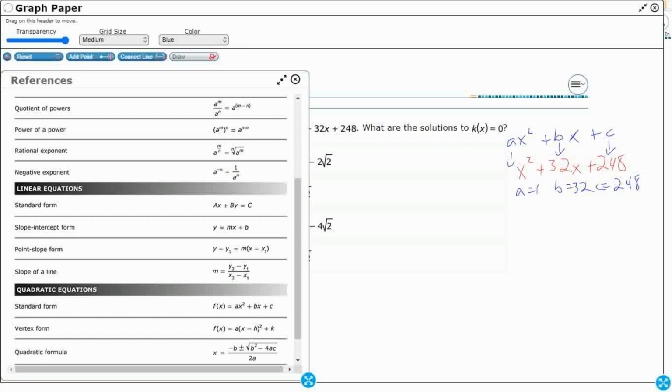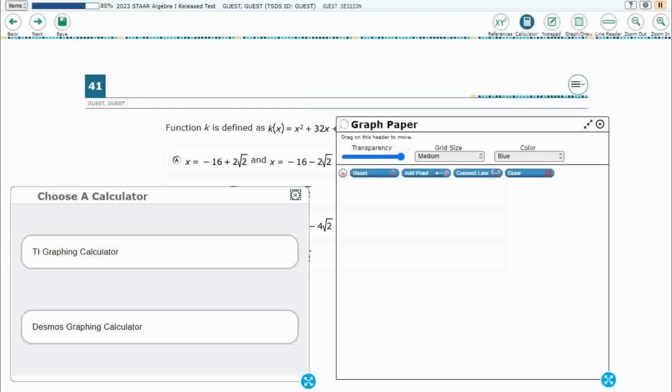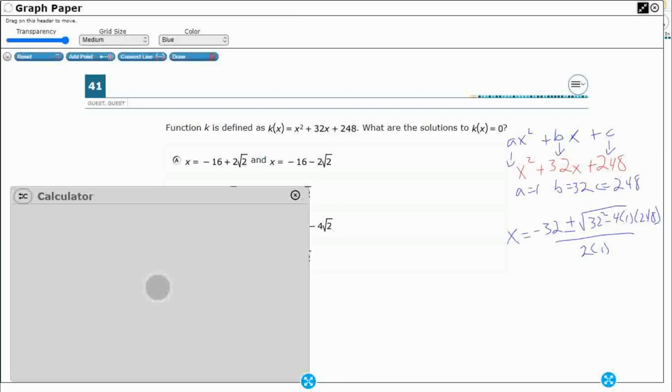So x equals negative b. That's going to be negative 32 plus or minus the square root of 32 squared minus 4 times a, which is 1, times 248, that's my c, over 2a, 2 times 1. All right, I've got that. Now I definitely need my calculator. So let's open that up here.